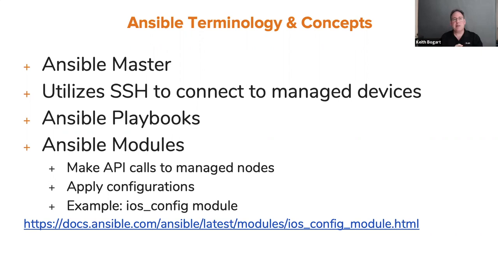And then there are sub-modules beneath that. So, for example, we see here the ios_config module. So if I go to Ansible and I download the Cisco.ios main module, within that, there's going to be a bunch of sub-modules built in. I'm not going to have to download them. They're all going to be packaged together.